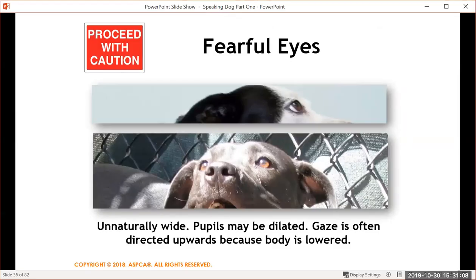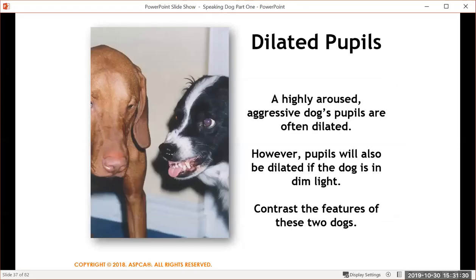Fearful eyes. When the dog is fearful, typically their eyes are going to be unnaturally wide. The pupils may be dilated, sometimes yes, sometimes no, and the gaze is often directed upwards, and usually that's because the body is lowered, so they happen in concert. Next slide. I said that pupils may be dilated, so any highly aroused dog, whether it's aggressive or fearful, those pupils are often dilated, but be aware, pupils also dilate if the dog is in dim light, so you have to be aware of the context.